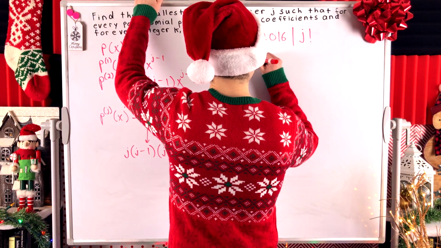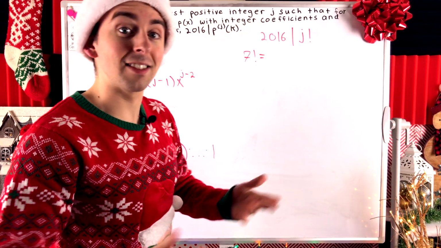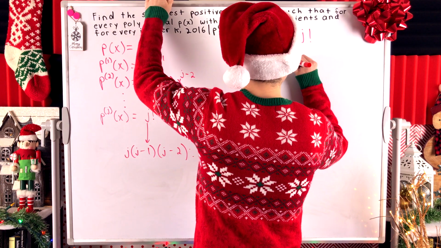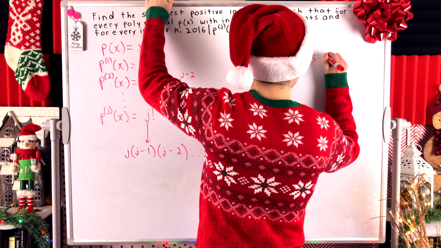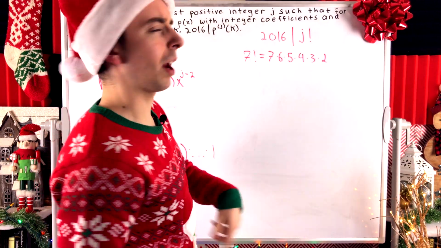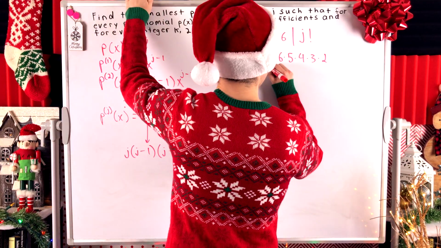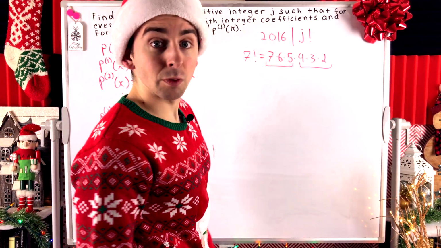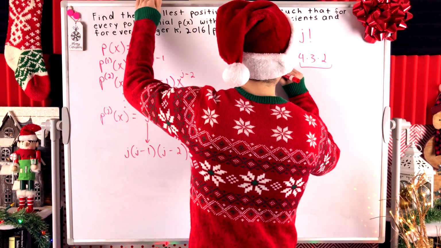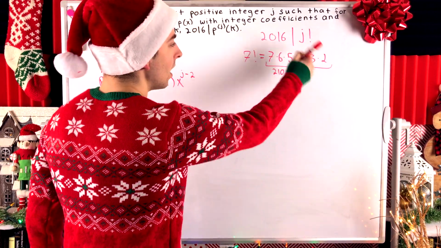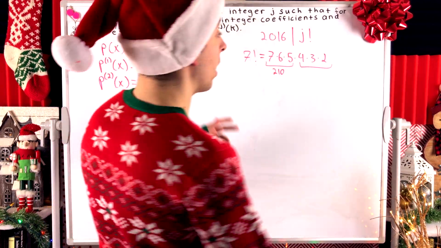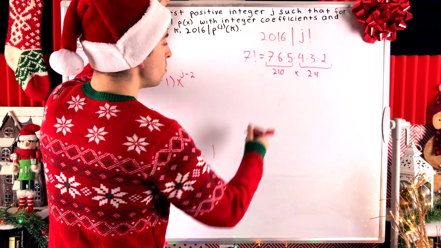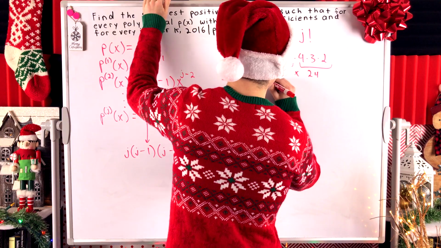So what is 7 factorial equal to? Is that divisible by 2016? Well, by definition, it's equal to 7 times 6 times 5 times 4 times 3 times 2 times 1. We don't have to bother writing the 1. And then just breaking this down so it's a little bit more manageable. 7 times 6 is 42, times 5 is 210, so that's 210. And then 4 times 3 is 12, times 2 is 24. So 7 factorial is 210 times 24.